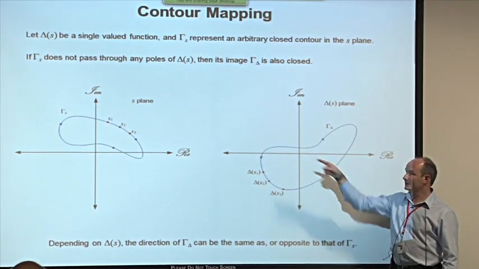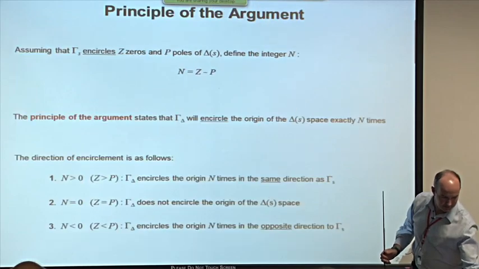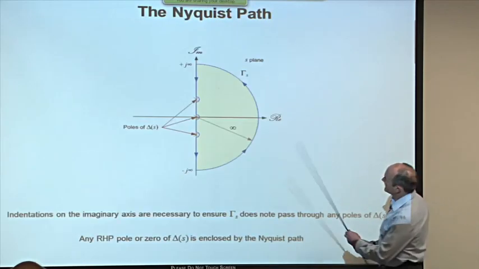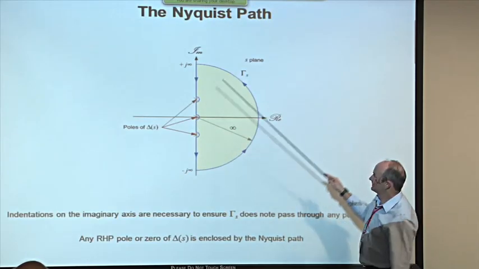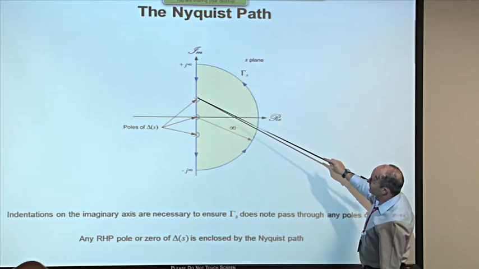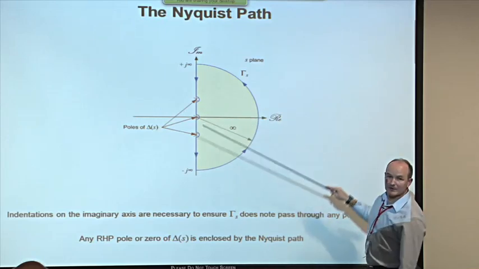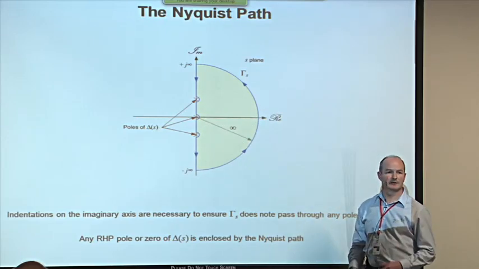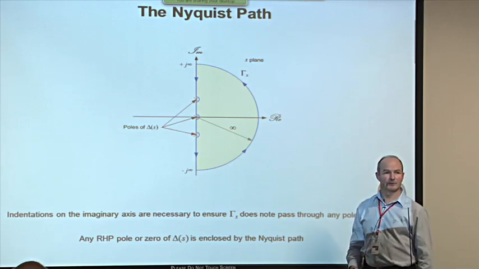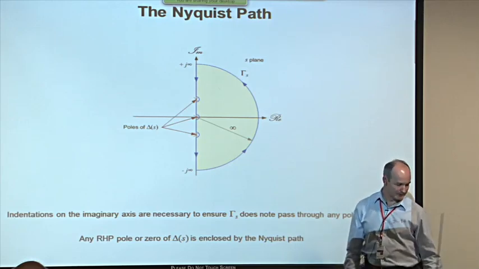You've got to make sure you haven't got any poles on the contour. Well, that's a problem for Nyquist, because the Nyquist path, he's trying to determine stability, might go through poles which are legitimately on the imaginary axis. They might comprise systems that we would think of as stable, or at least giving us a bounded response.